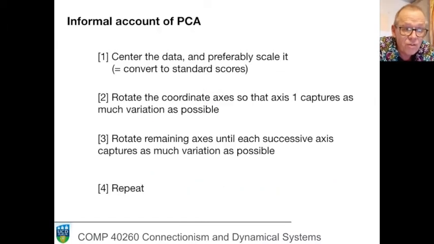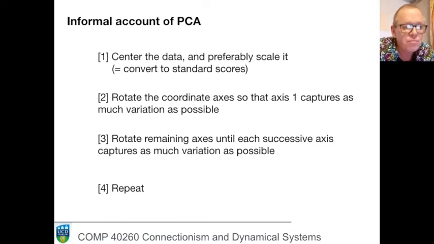So here's how it works. First thing is to center the data. That means take the zero point used to establish the center of reference of our coordinate system and move it into the middle of the data. If you've got a number of dimensions, you may choose to scale the data so that they have a mean of 0 and a standard deviation of 1. That is known as converting to standard scores. If you've done any statistics, you've met that.